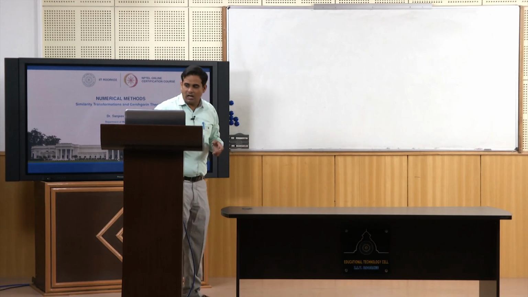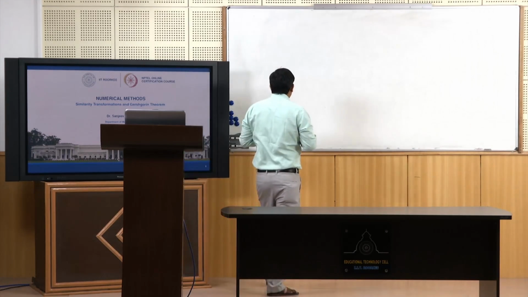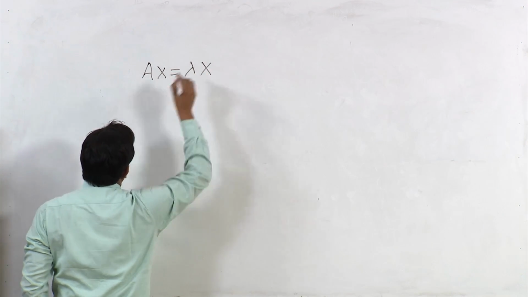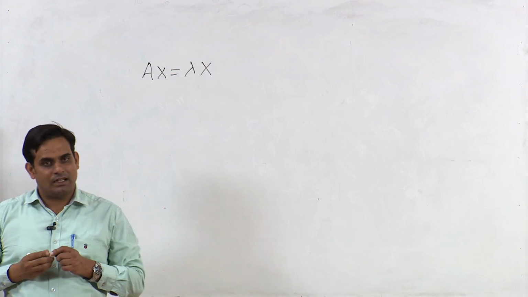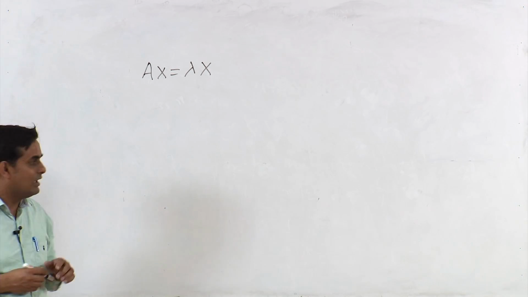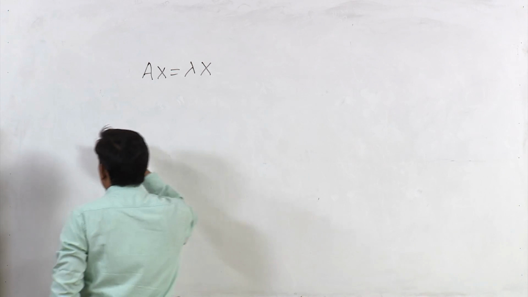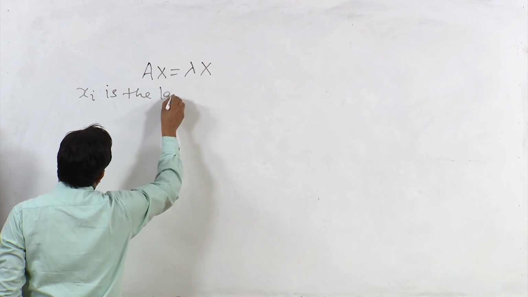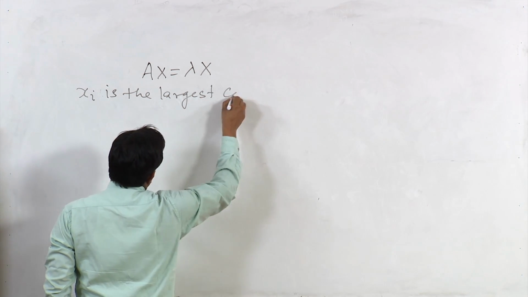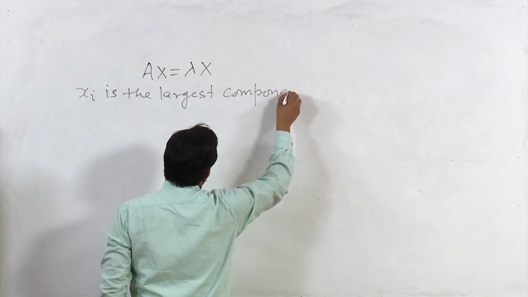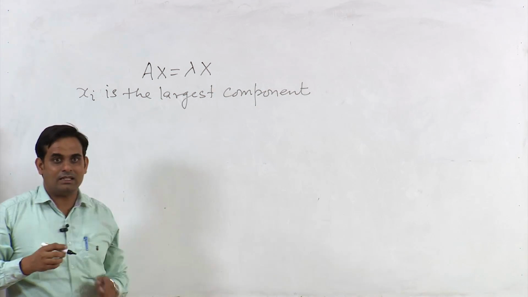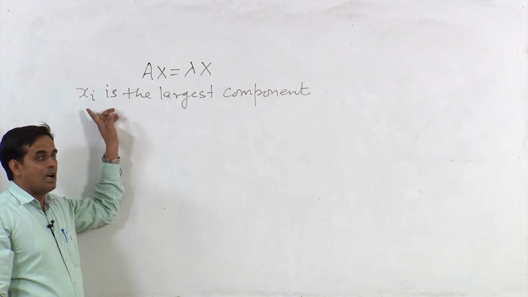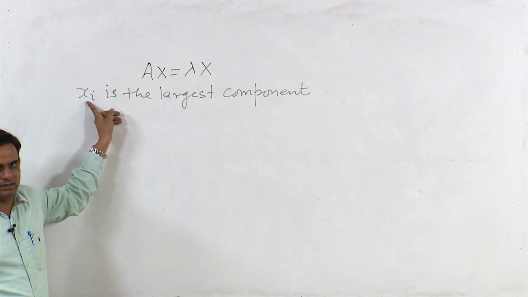And how to prove this? So, the proof is quite easy. Let us say I have a square matrix A, which has eigenvector x corresponding to eigenvalue lambda. Let us say in this eigenvector x_i is the largest component. So, if A is an n by n matrix, the vector x will have n components, and out of n, the ith component is the largest.